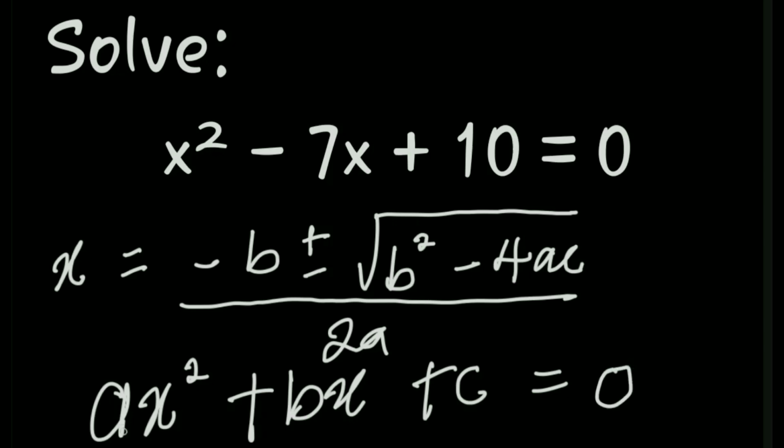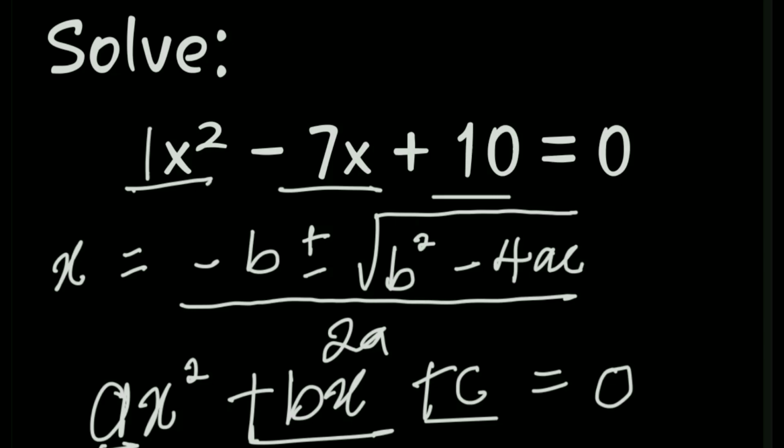a represents the coefficient of x squared. And so if you need to get your a in this equation, that will be the coefficient of x squared here, and the coefficient of x squared here is 1. b is the coefficient of x, which here is minus 7. c represents the constant term, which here is plus 10. And so with this, you have the values of a, b, and c.